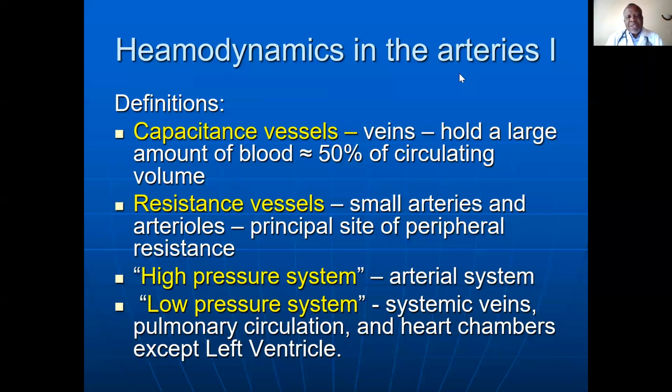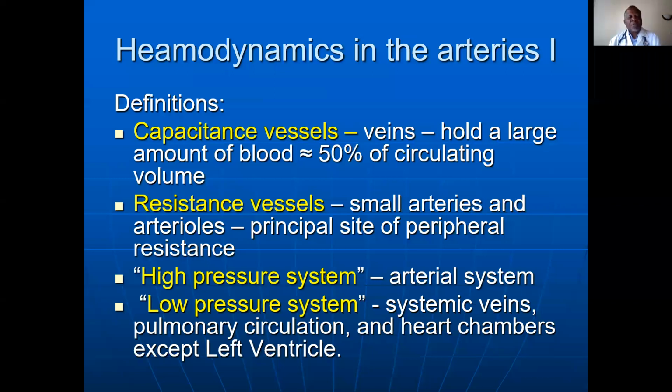Then we have resistance vessels. As the word suggests, these are usually small arterioles and arteries, and they are principal sites of peripheral resistance. They exert the highest pressure resistance onto circulating volume. And I'll show you a diagram just to demonstrate how important that is.